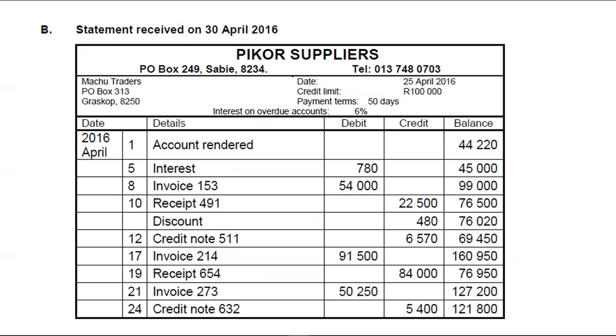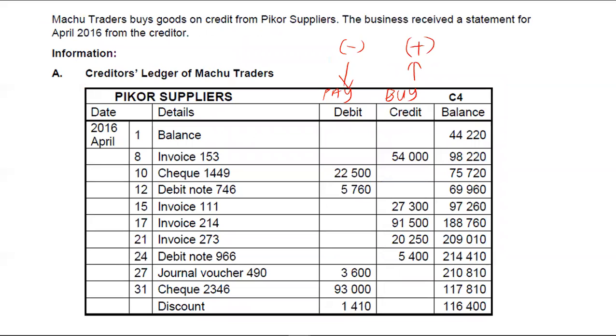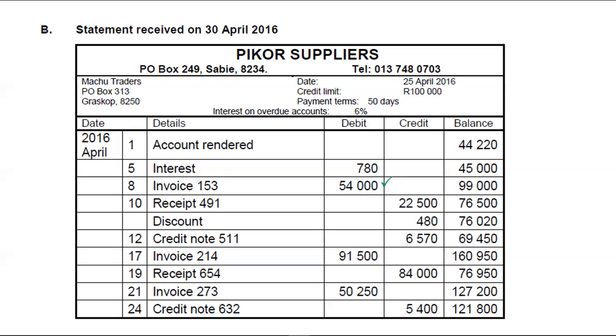Basically, it's a green tick if it's correct, and it's a red cross if it is incorrect. Now you'll realize here, when we buy on credit, we bought for 54,000 and they also have 54,000 here. Since it appears in both statements and on opposite sides, we are going to tick that 54,000 because it indicates that it is indeed correct. Now we've got a cheque of 111449, which is for 22,500. Let's check if we have it on the other side. Let us look at the statement received from a creditor. There it is, so we're going to tick it, and we're going to tick it in our creditor's ledger as well.